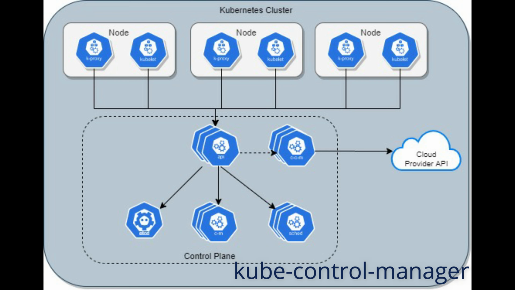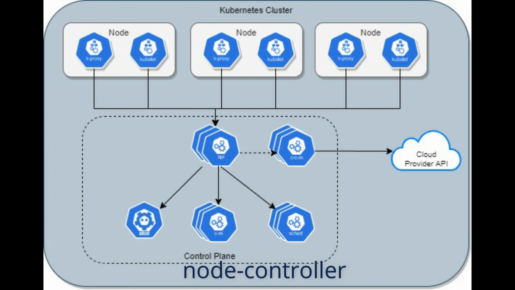The Kube controller manager: logically, each controller is a separate process, but to reduce complexity, they are all compiled into a single binary and then run as a single process. These controllers include the node controller, which is responsible for noticing and responding when a node goes down. It will then act on that node going down and spin it up again.